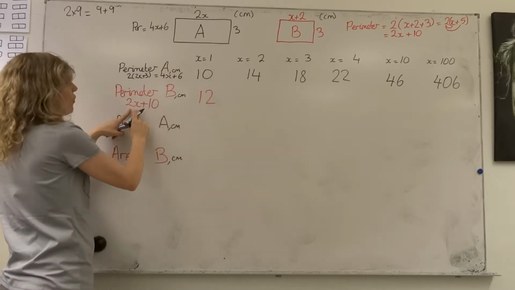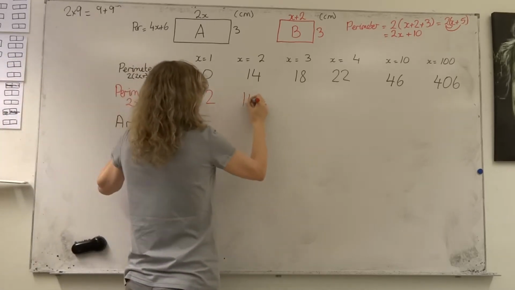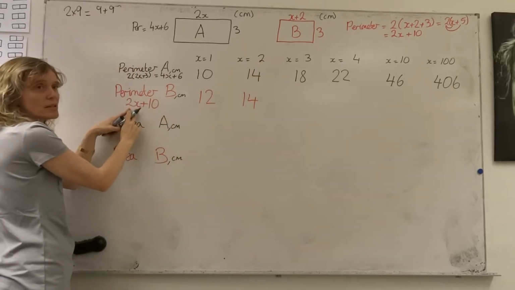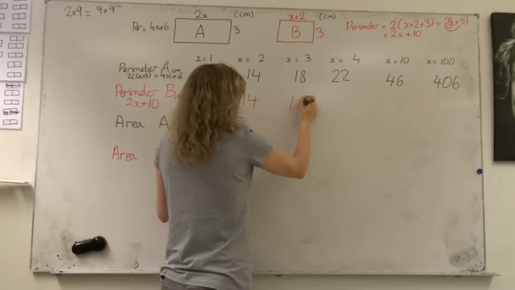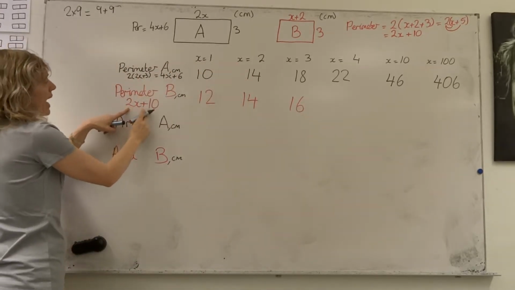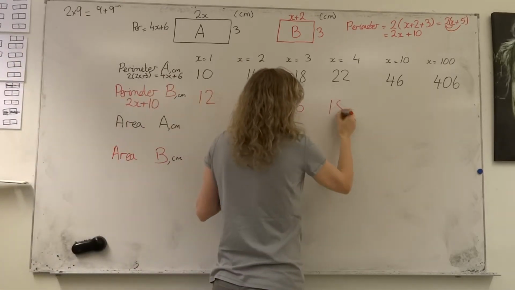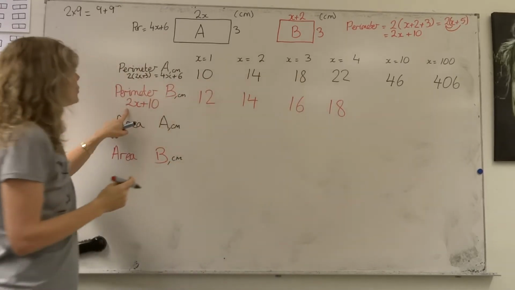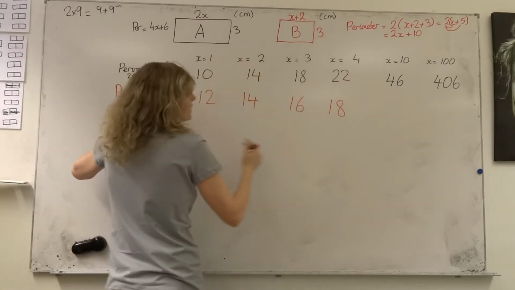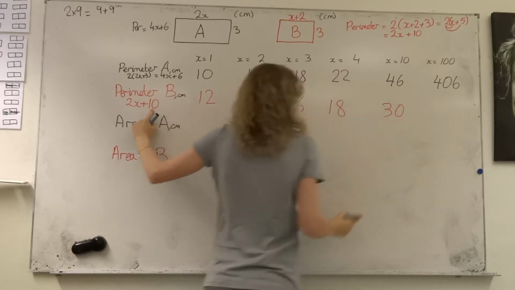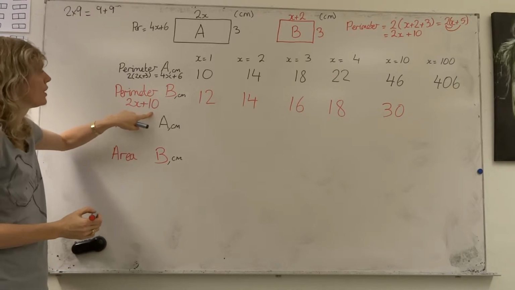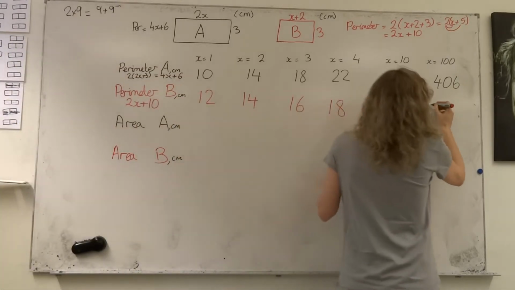When x is 2, 2 times 2 is 4. 4 plus 10, 14. When x equals 3, 2 times 3 is 6. 6 plus 10, 16. 2 times 4 is 8. 8 plus 10, 18. 2 times 10, because x is 10 now, is 20. 20 plus 10, 30. 2 times 100 is 200. 200 plus 10, 210.